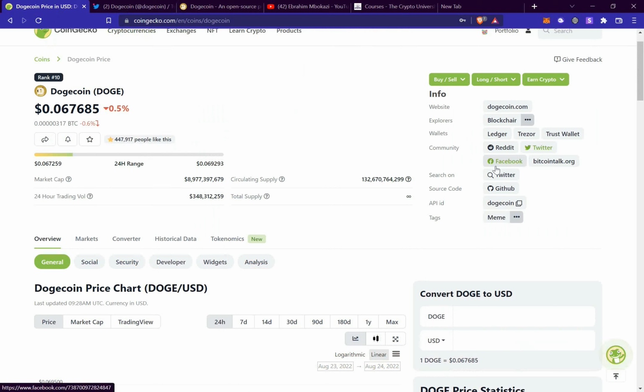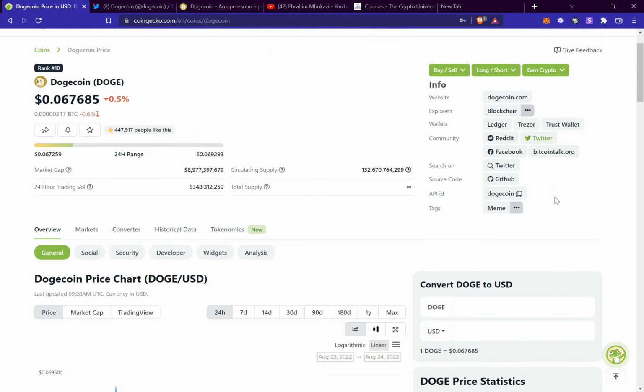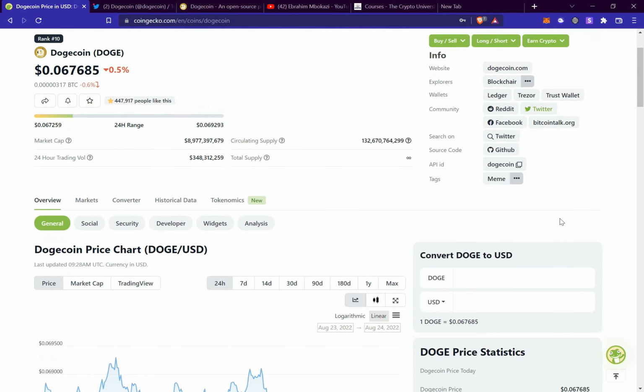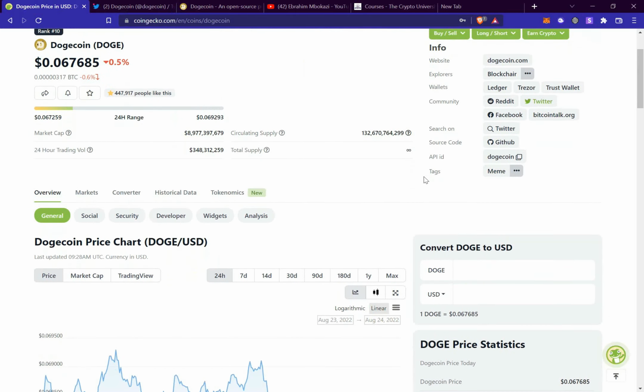And as you can see, they have a Facebook page. They also have a bittalk.org page and so forth. So as you can see over here on tags, let's just say you want to know the utility of that token, or what the use case of the token is. You could click over here. We can see that this is a meme token.